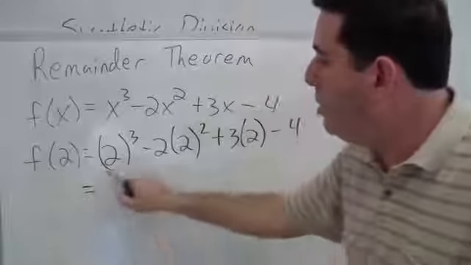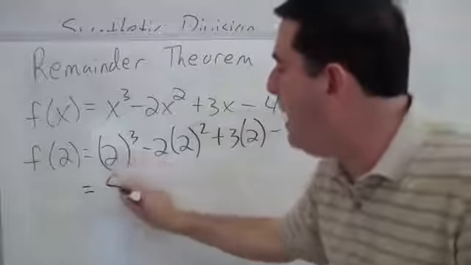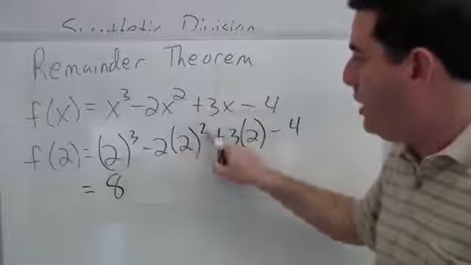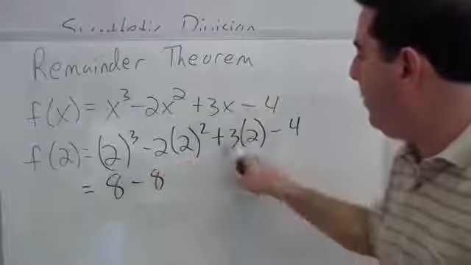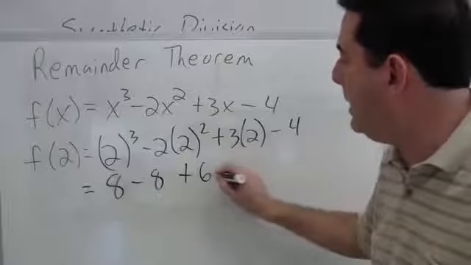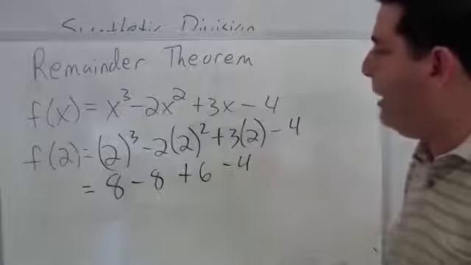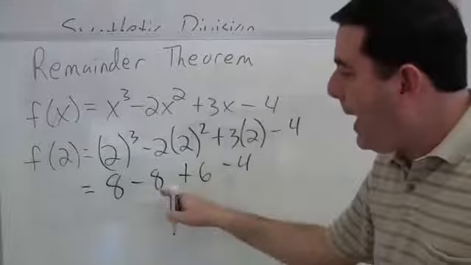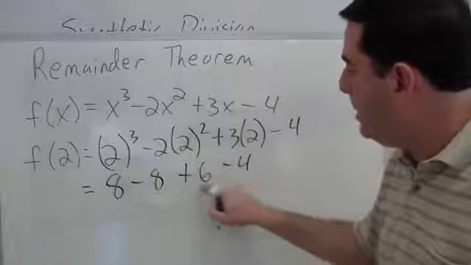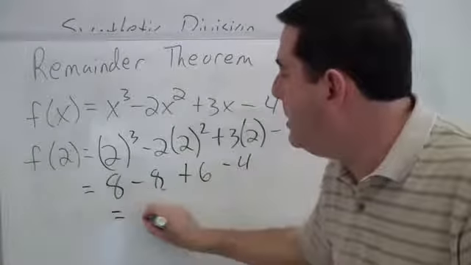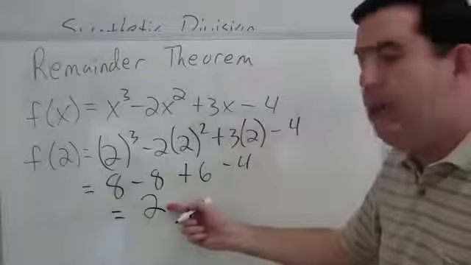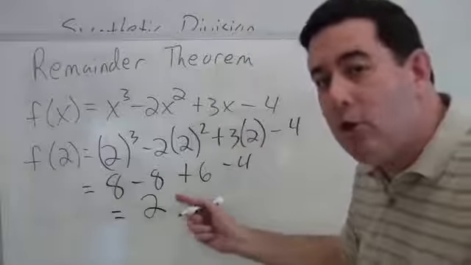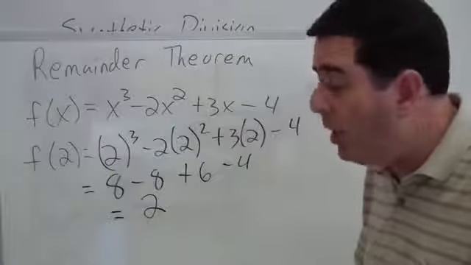So here when I do this, 2 if you cube it made 8. 2 squared is 4. 4 times negative 2 is negative 8. 3 times 2 made 6. And then back on the back was negative 4. Those 8's are going to add out. So I end up here with 6 minus 4. 6 minus 4 is just 2. This 2 is the same as the remainder that we had a minute ago.